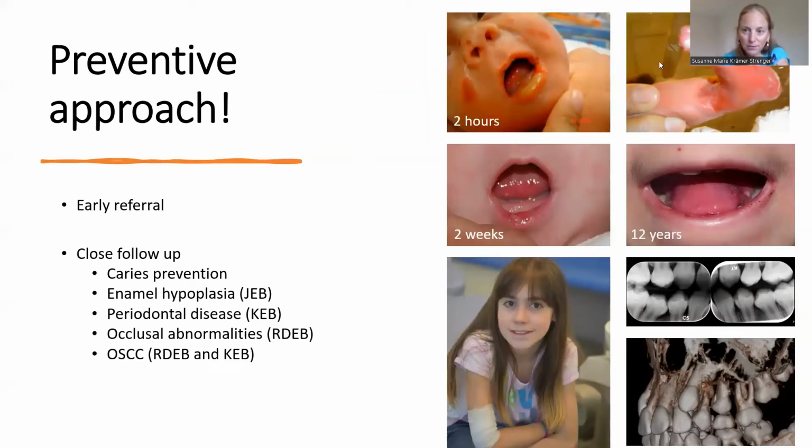The follow-up appointments will be different depending on the type of EB. These pictures are all of a girl with severe recessive dystrophic EB. The first time we were in contact through teledentistry was when she was 2 hours old, and they sent us pictures of her mouth and her tongue. We got to see her as dentists when she was 2 weeks old. And the last pictures here are of when she's 12. So she has been in continuous follow-up appointments.